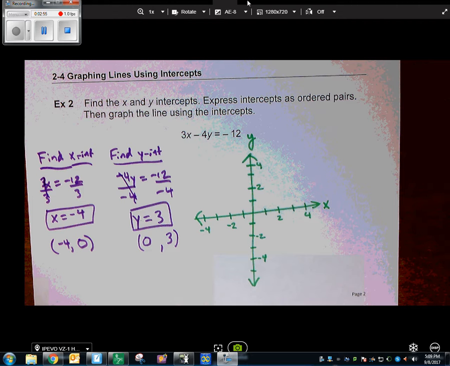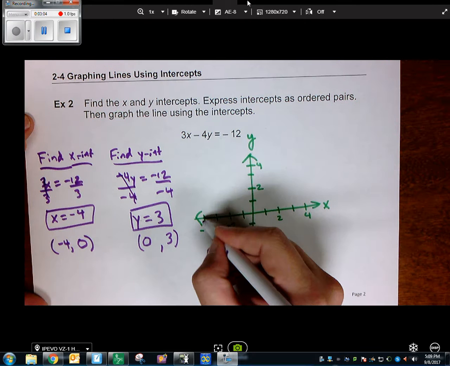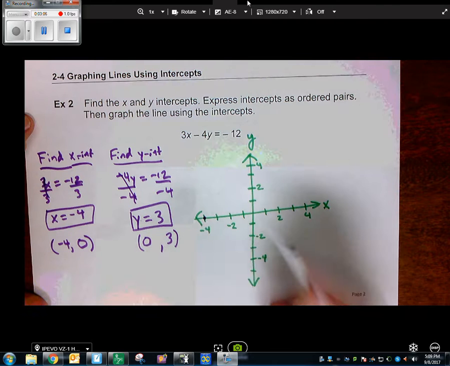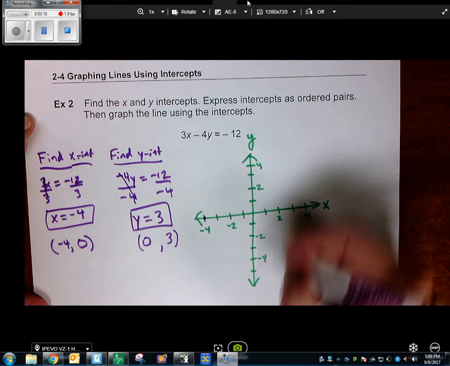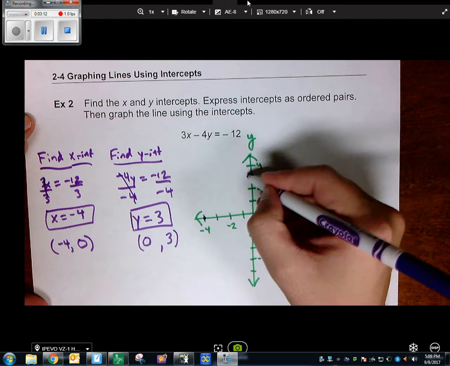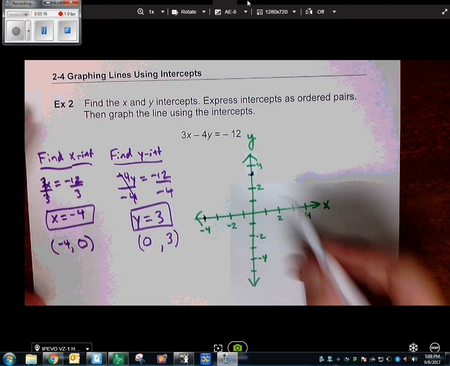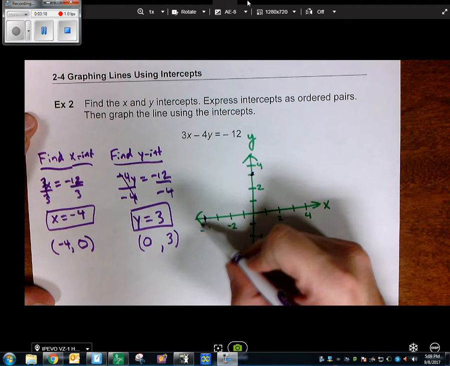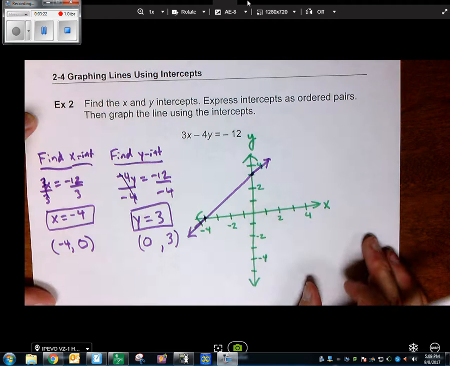Now we want to graph this line. To do that, we need 2 points. Well, we found 2 points. We found our x-intercept to be negative 4. That means on the x-axis, I place a dot at negative 4, place a point at negative 4. At y equals 3, my y-intercept is 3. I'm going to be on the y-axis at 3. Place my point. I have 2 points. That's all I need to graph a unique line. Connect them, and call it done.